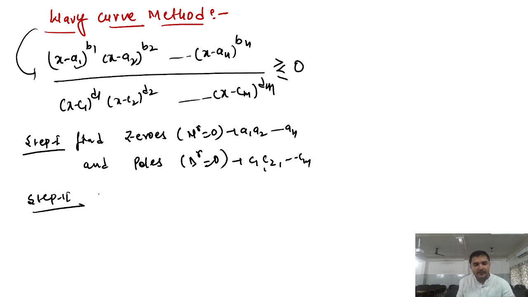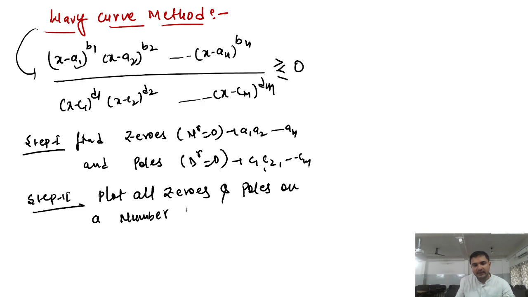Plot all zeros and poles on a number line, in order. Order means, for obvious reasons, that on the number line after 2 we'll only have 3; you cannot place 3 before 2. You people are very much aware of the number line.